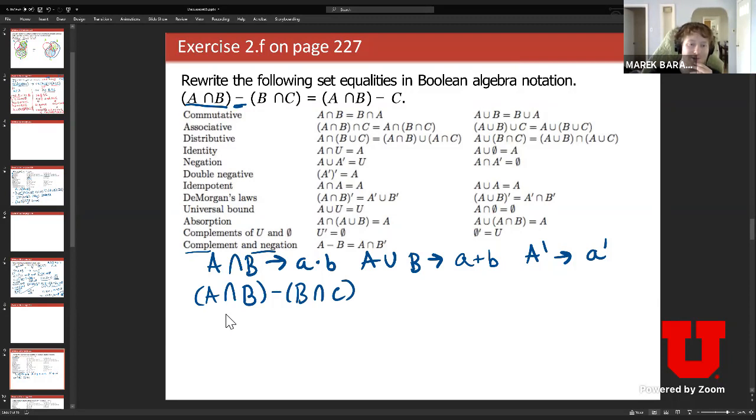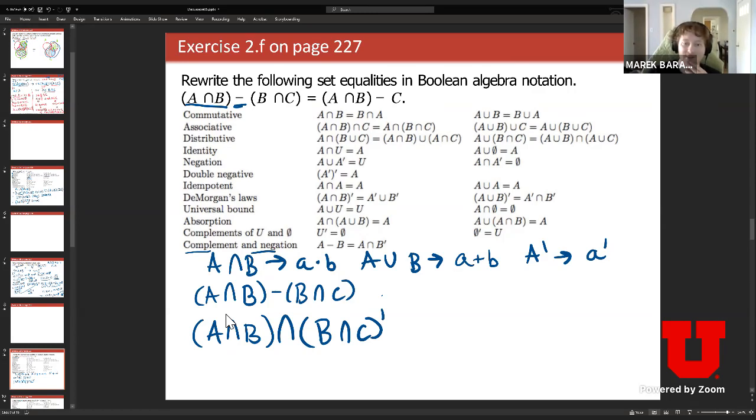So this is equal to A intersect B intersect the complement of B intersect C. And this is by the complement and negation rule.